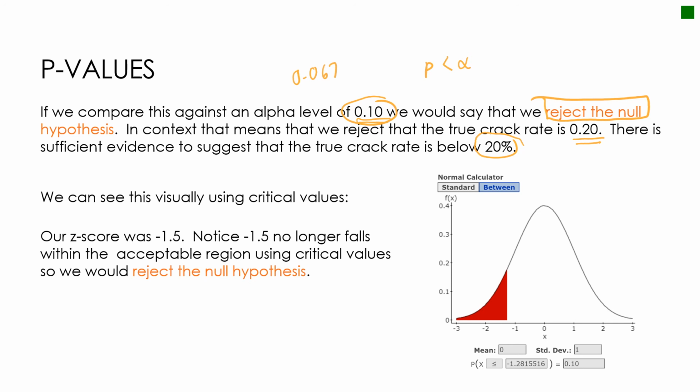Again, I can look at that using critical values. If I change alpha here to 10%, and again, lower tailed to the left, notice -1.5 would be somewhere here in the region that is not okay. So I would have to reject the null.